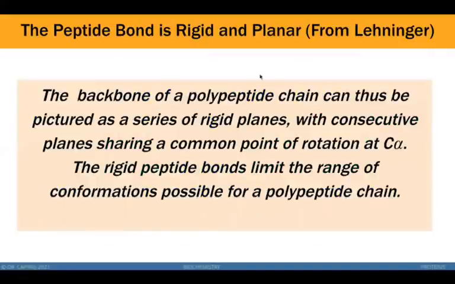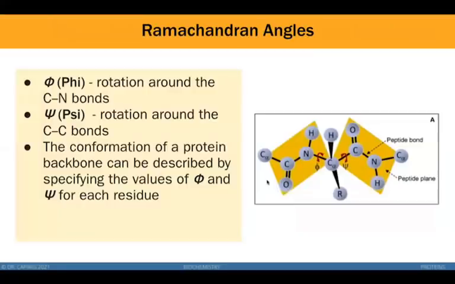Okay, so the backbone of a polypeptide chain can thus be pictured as a series of rigid planes with consecutive planes sharing a common point of rotation at the alpha carbon. The rigid peptide bonds limit the range of conformations possible for a polypeptide chain. So we have what we call the Ramachandran angles. The Ramachandran angles are just the eponyms for the rotation of those bonds that have the capacity to rotate. So what are those bonds that have the capacity to rotate? These are the alpha carbon and the nitrogen of the amide, and the alpha carbon and the carbonyl carbon.